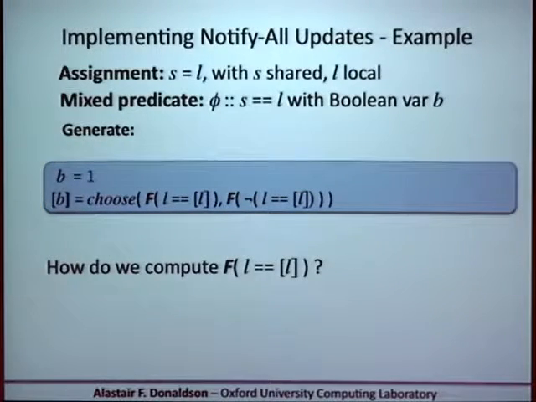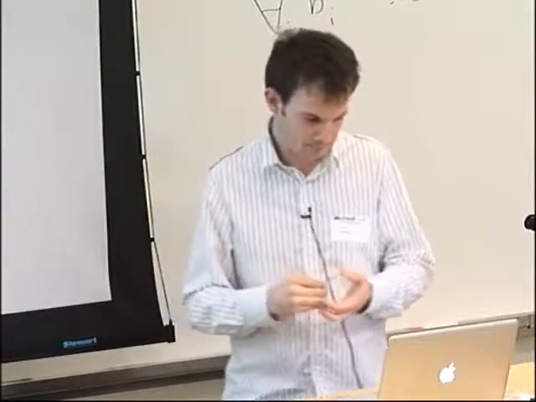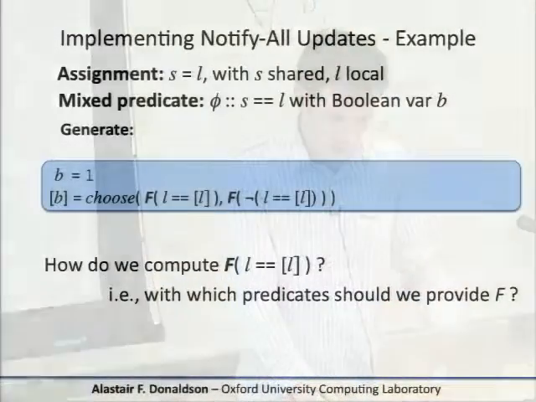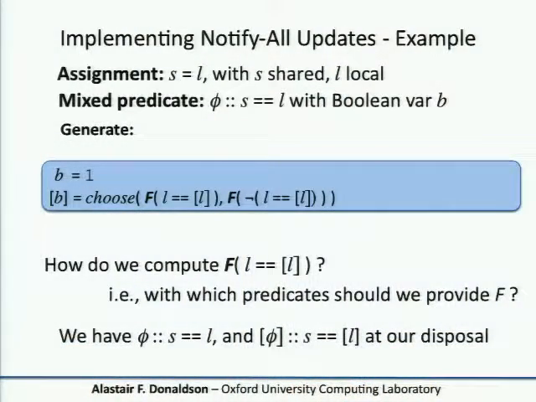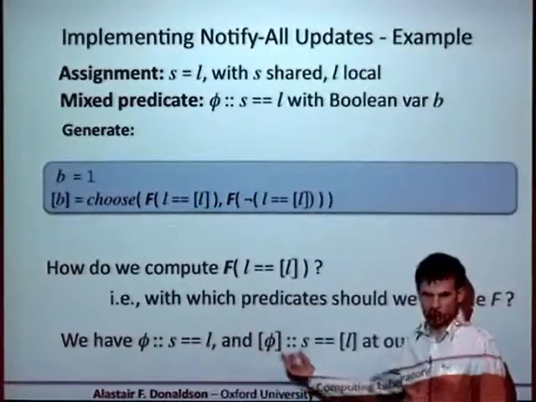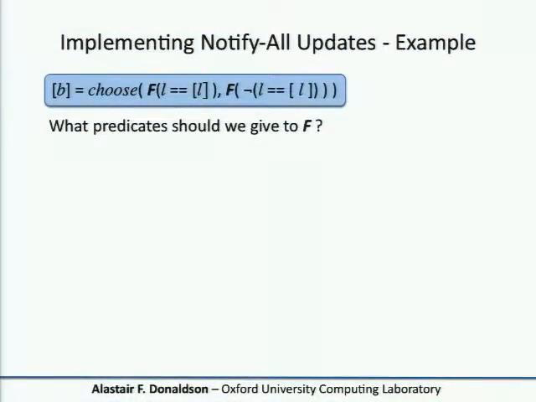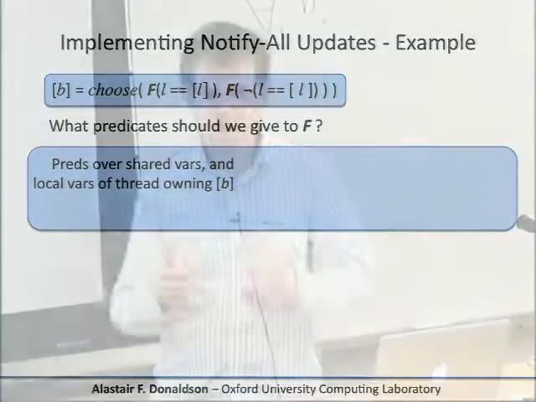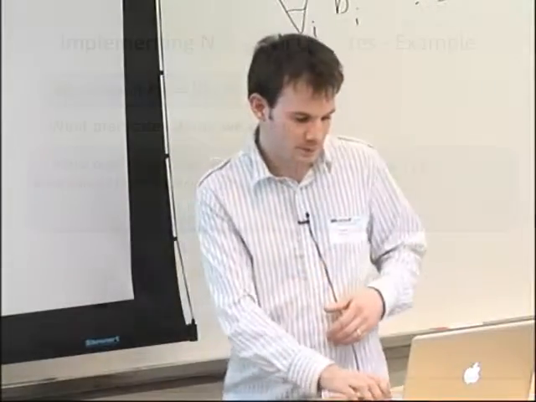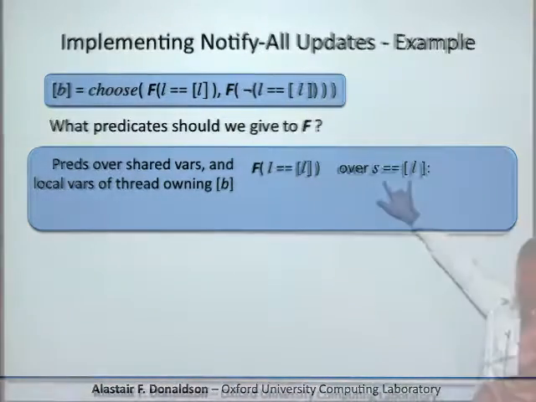What should we allow on the right-hand side of these assignments? Which threads should we be able to read from? Which predicates should we give to the F operator? The obvious predicates we have at our disposal are the predicate phi, S is equal to L, and the predicate passive phi, S is equal to passive L. So what we might try is, because we're updating a variable in a passive thread, let's just give the operator predicates of the passive thread. In this case, we would be trying to strengthen L is equal to passive L just over the predicate S is equal to passive L.